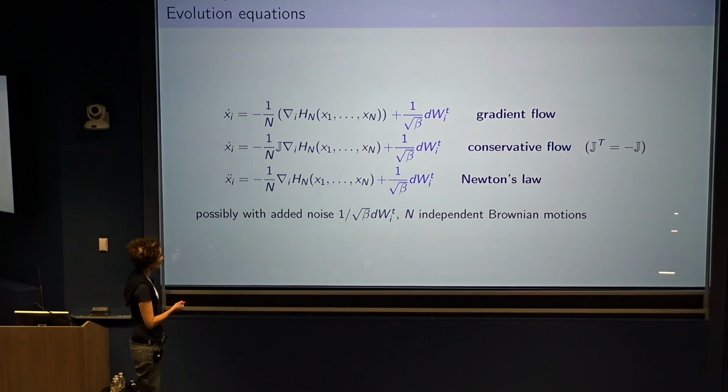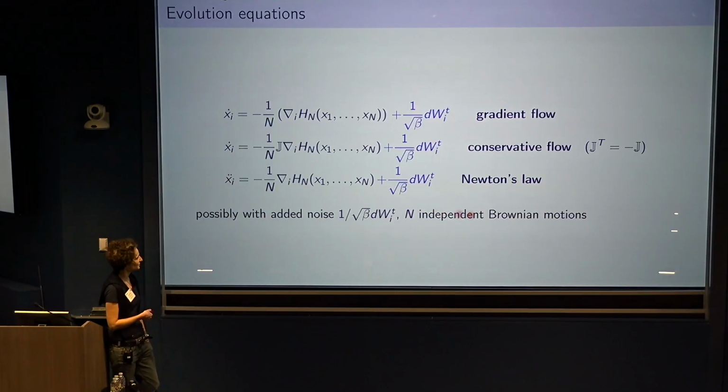Or you can look at conservative flows, which would be the same thing, but you multiply here by some antisymmetric operator. Or you can look at second-order evolutions where the acceleration is given as the average gradient. So that's really Newton's law, right? Acceleration equals the force. That's the most physical setting here, possibly.